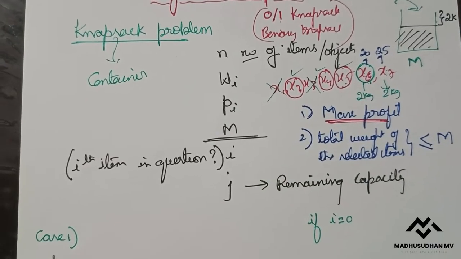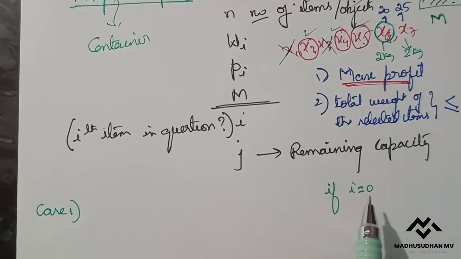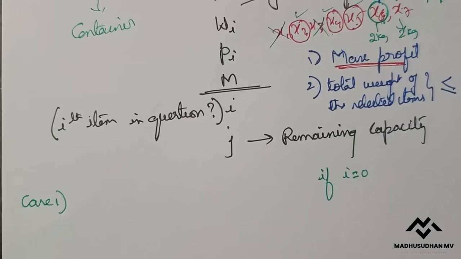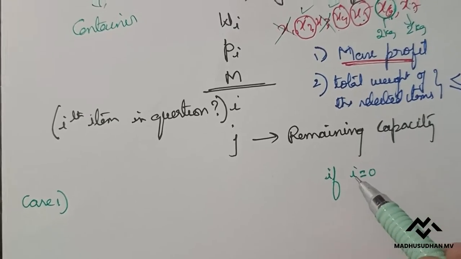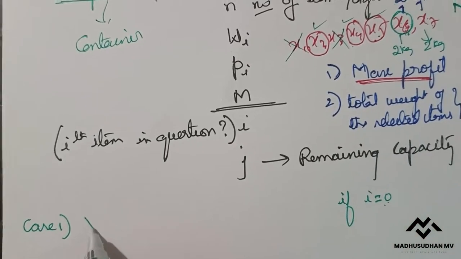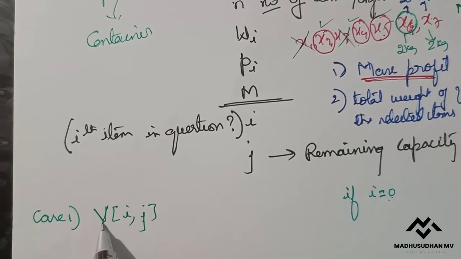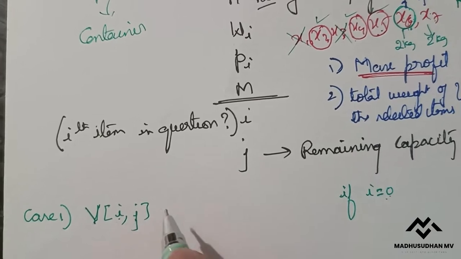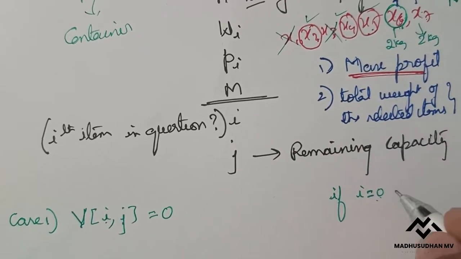Case 1: assume I is equal to 0. I is the item, so that means there is no item. Assume a thief went to a house with some knapsack capacity, but there are no valuable items in the house. What is the profit you get? 0. That means if I is equal to 0, there is no item. What is the value I will get by selecting the ith item with this remaining capacity? Since there is no item, I will get value 0. So I equal to 0 indicates no item.